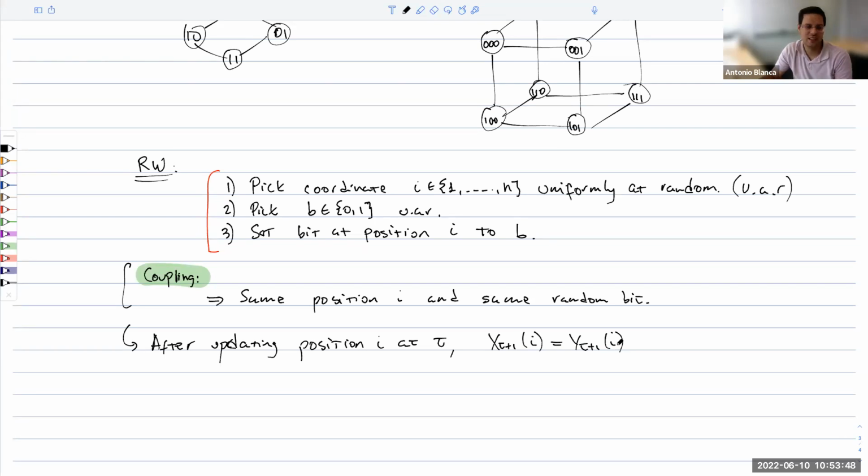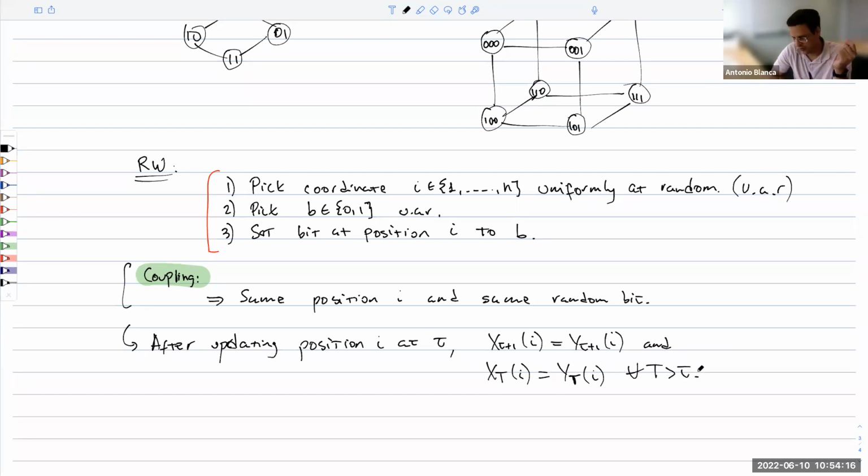And not only that, this is going to be preserved now forever, right? Because once they agree in the coordinate, if we keep running the coupling, even if we update that coordinate again, they're still going to match, right? So once we fix one bit, it's fixed forever, right? So actually, what we get is that x_t(i) equals y_t(i) for all t greater than t.